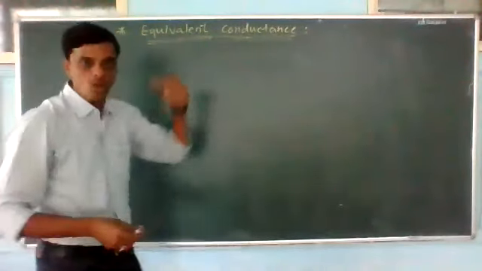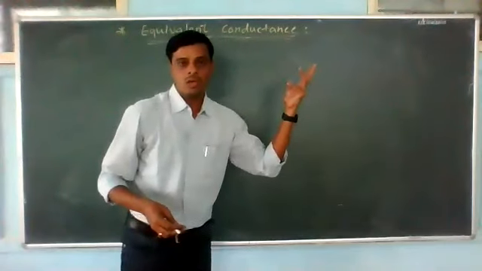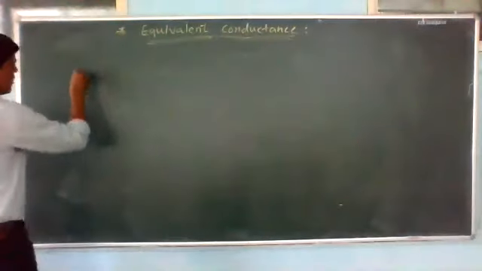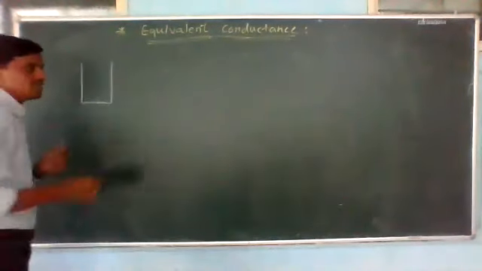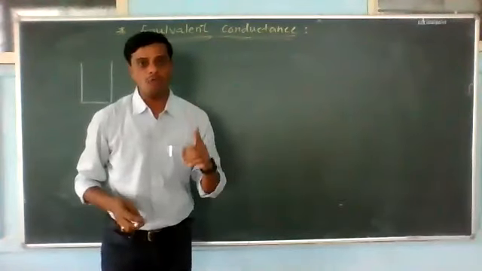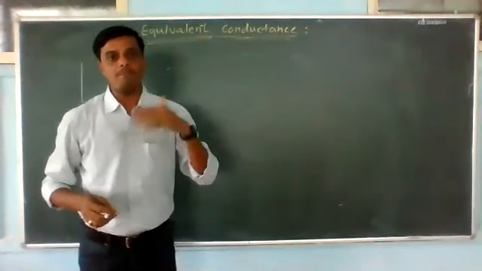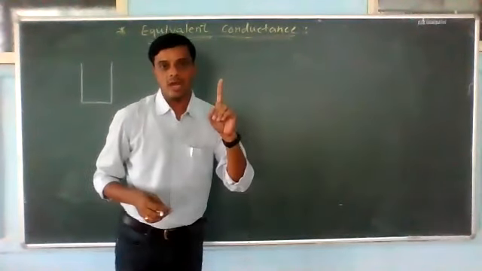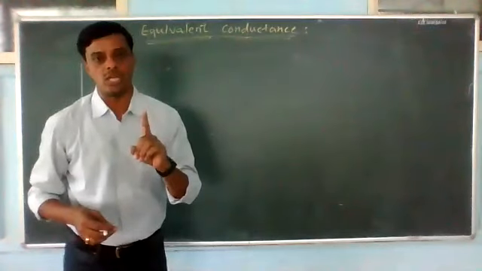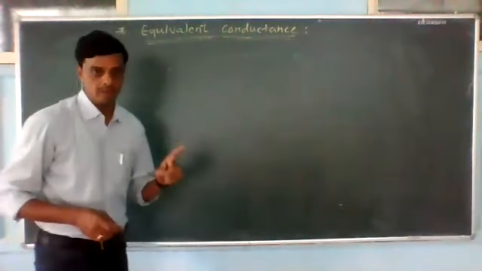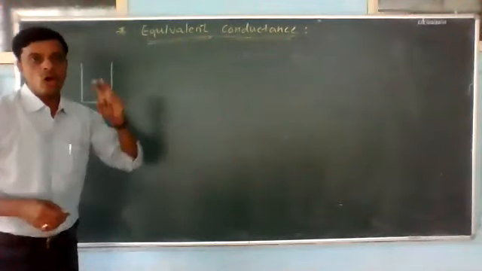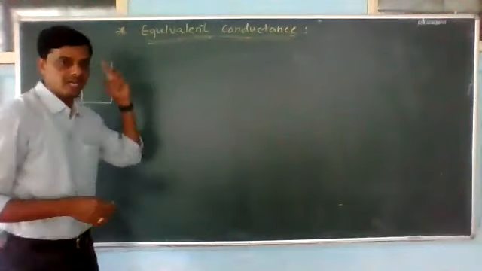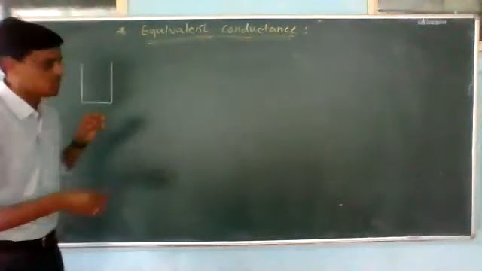Now, equivalent conductance. What was the definition of specific conductance? In the last lecture we have already discussed specific conductance. The conductance of a solution, or the conducting power of the substance, which has length 1 centimeter and area of cross section 1 centimeter square, whatever the conductivity is, that conductivity is known as specific conductance.